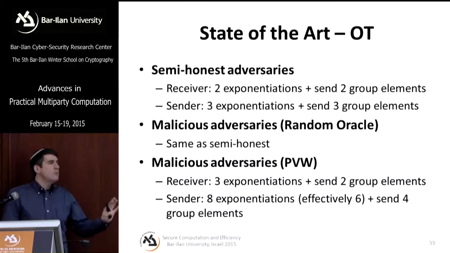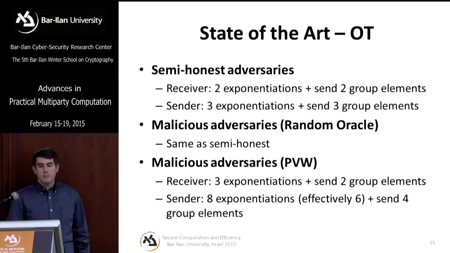The state of the art when we talk about oblivious transfer is as follows. For semi-honest adversaries, it's very efficient. We can do 2 exponentiations for the receiver and sending 2 group elements. For the sender, it's 3 exponentiations and sending 3 group elements.